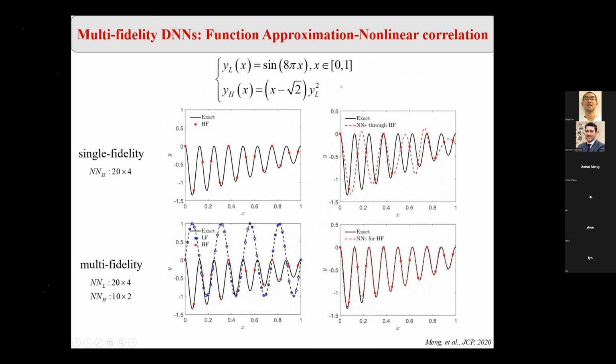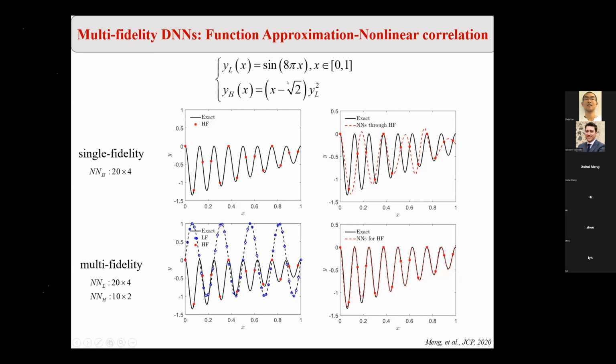Now, because we use a neural network to learn the correlation between low fidelity and high fidelity data in our multi-fidelity DNNs, and as I mentioned before, a DNN is capable of learning both linear and nonlinear functions, our method is expected to handle nonlinear correlation between low fidelity and high fidelity data.